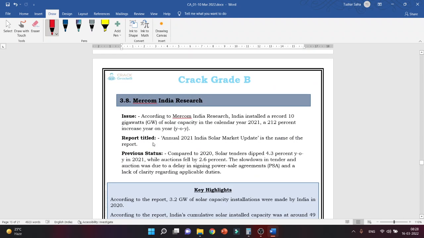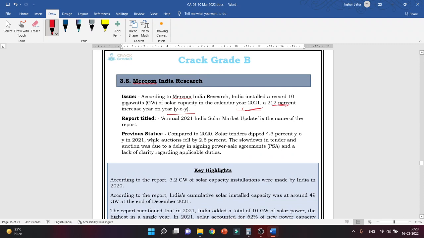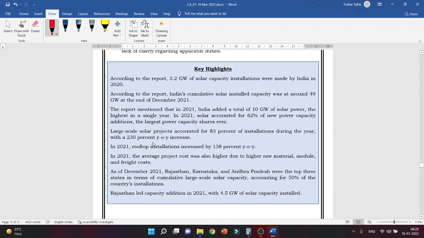Then, Mercom India Research. This research says that India installed 10 gigawatt of solar capacity in calendar year 21, a 212% increase year on year. This is again very good news, because we have to achieve something by 2030 following COP26, and also we have to be carbon neutral by 2070. These are a few of the steps on that path. The report is titled Annual 21 India Solar Market Update, right? Now, according to the report, these are a few highlights.